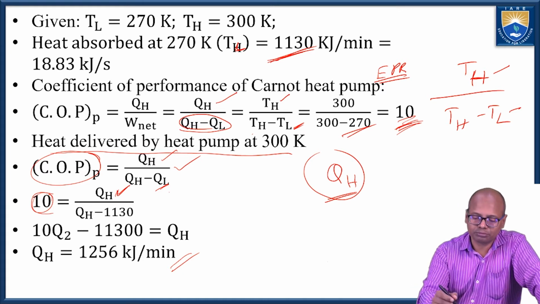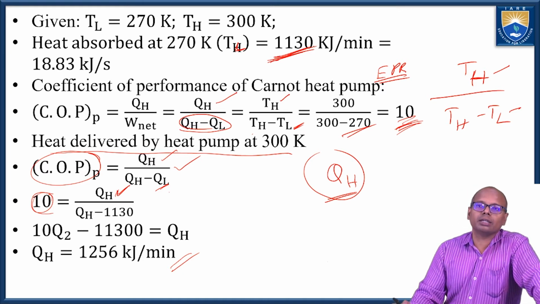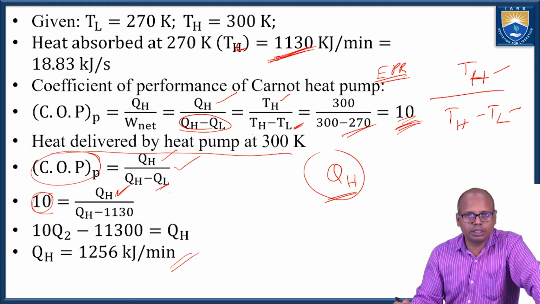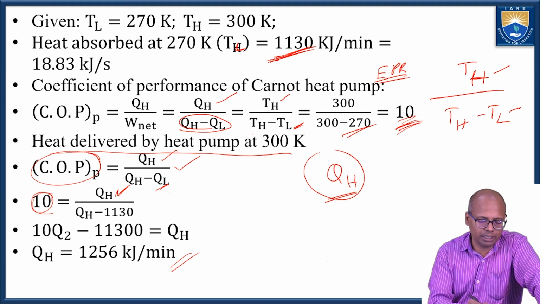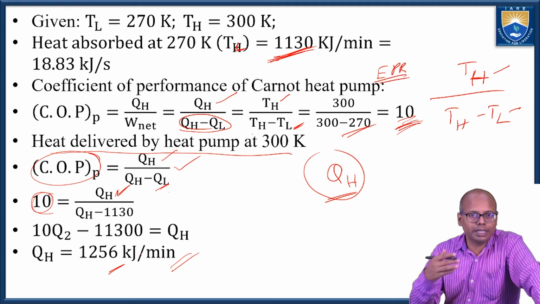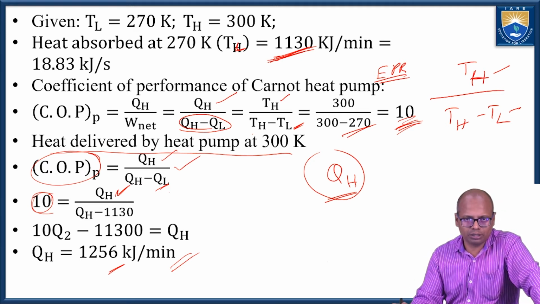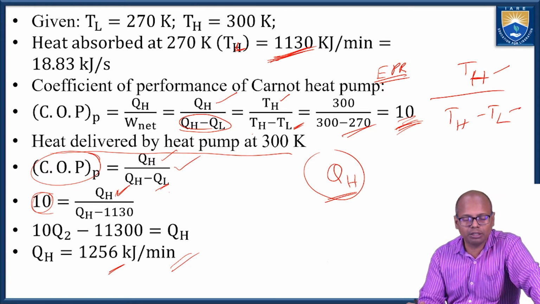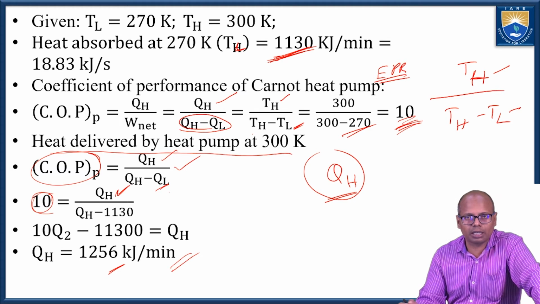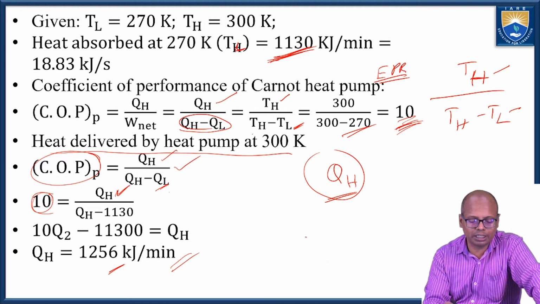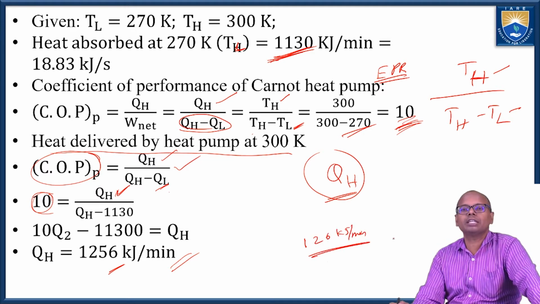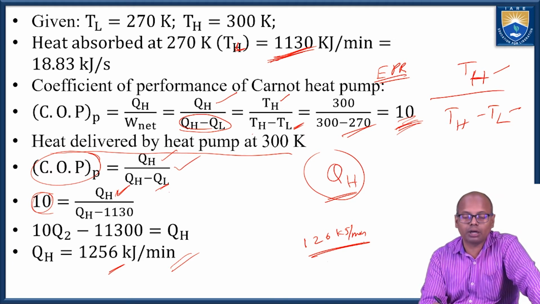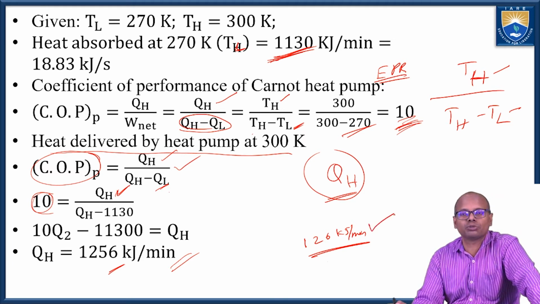Now you can see here, this is the heat taken from the lower reservoir, and this is the heat supplied to the higher reservoir. So to the hot room, we can supply this much heat, with the work required being the difference of these two. What is the difference? It is 126 kilojoule per minute. So if I simply use a heater, it will supply only this much heat to the room.